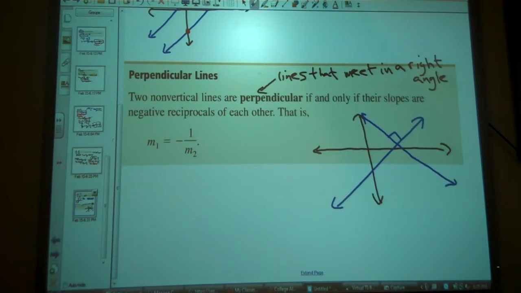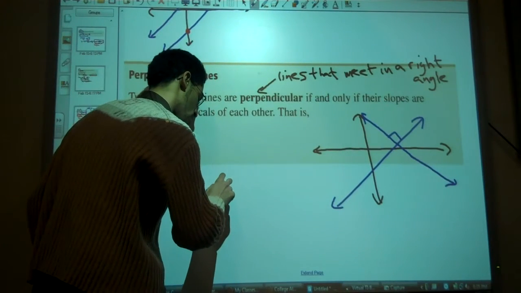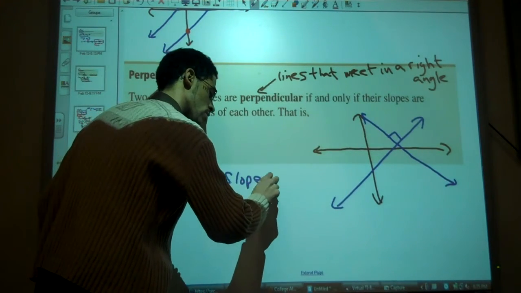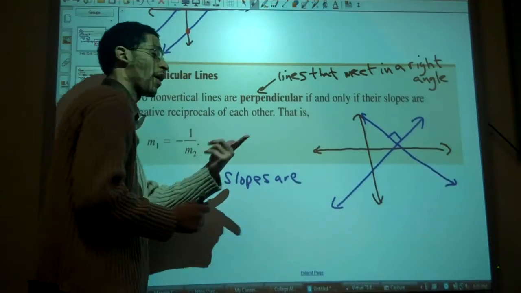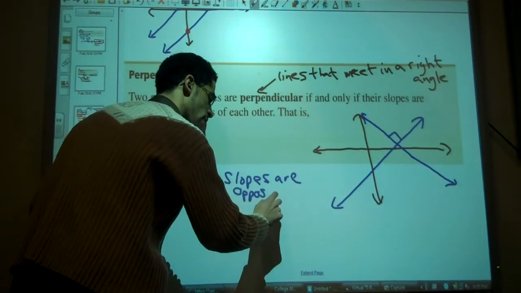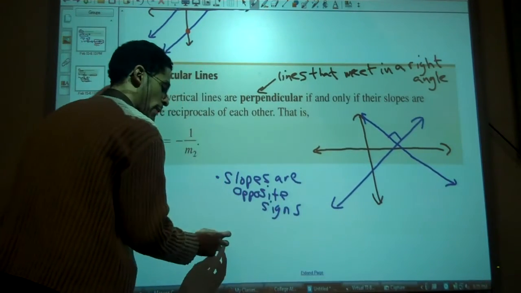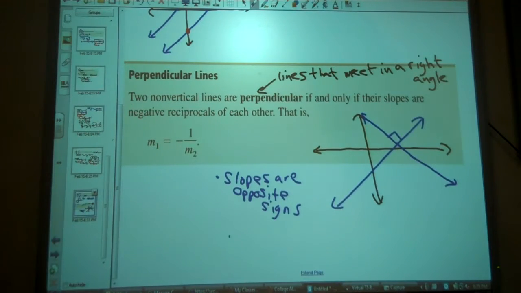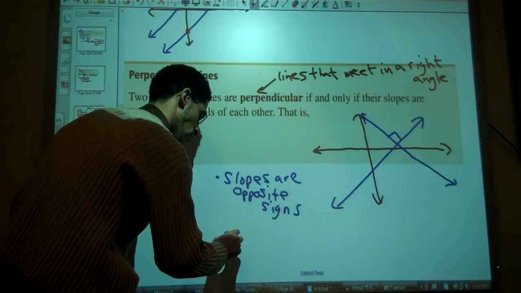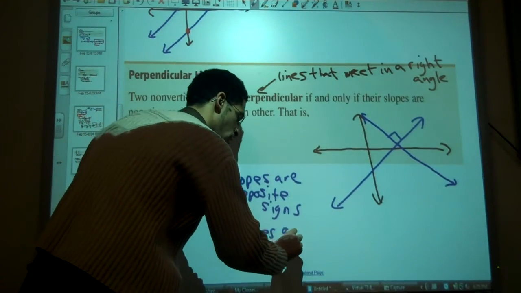So the first thing you recognize is that their slopes are opposite signs. So definitely one will be positive sloping, the other will be negative sloping. Slopes are opposite signs. And the other thing, you won't recognize it by the drawing, but the slopes are reciprocals of each other.